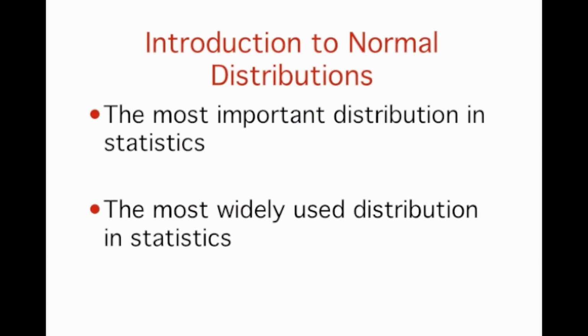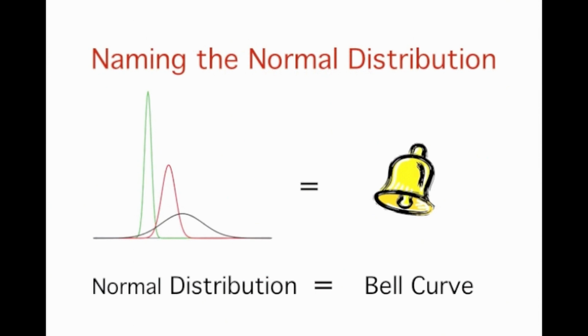The normal distribution is the most important and widely used distribution in statistics. You've probably already heard of it, and you'll hear much more about it here and in later chapters. The normal distribution is sometimes called the bell curve, although the tonal qualities of such a bell would be less than pleasing.